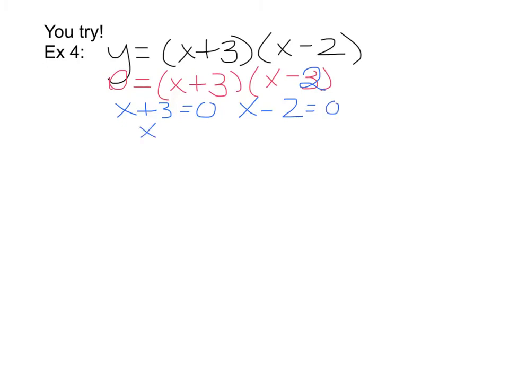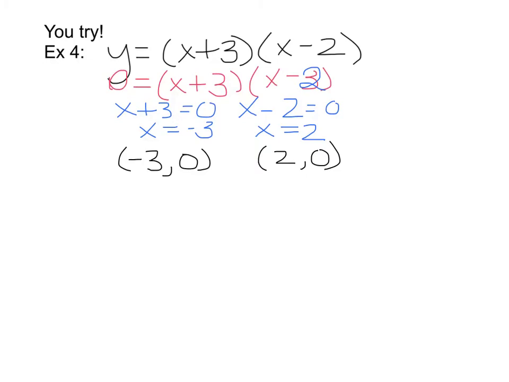To move positive 3 to the other side, we subtract it and we get negative 3. To move negative 2 to the other side, we add it and we get positive 2. Again, remember they're points on the graph, so the zeros are at (-3, 0) and (2, 0).